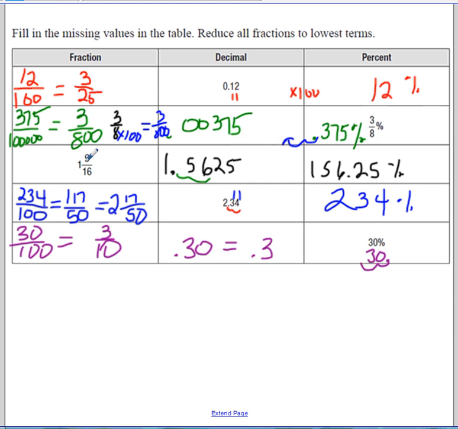So that is kind of a quick and easy way to get that percent that's written as a fraction into a fraction form, is just to multiply that denominator by 100 or add 2 zeros to that denominator, and then it's out of percent and into fraction form. And then if we divided 3 by 800, we would get our 0.00375 as well.